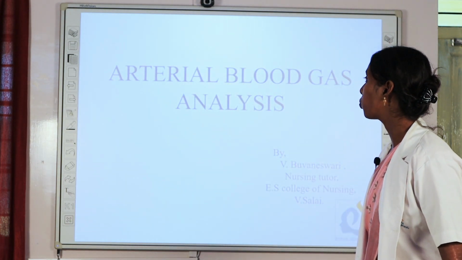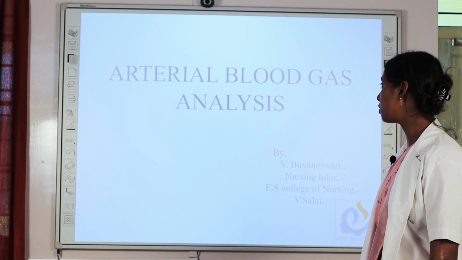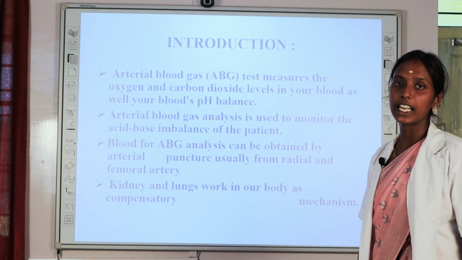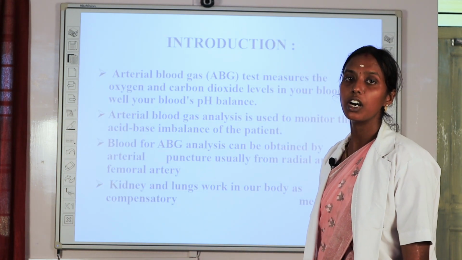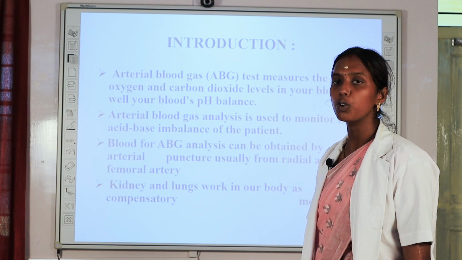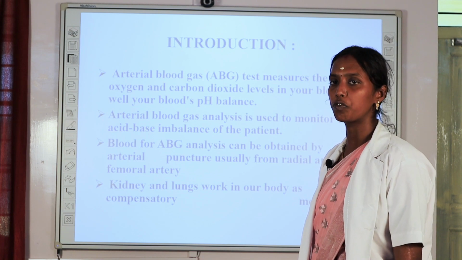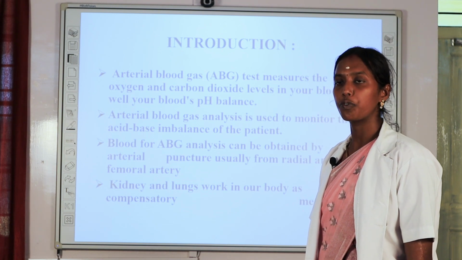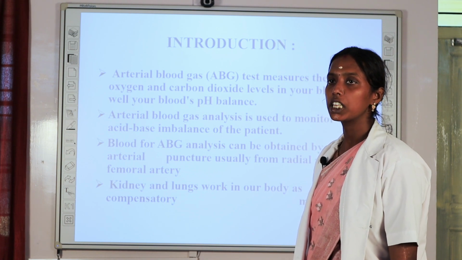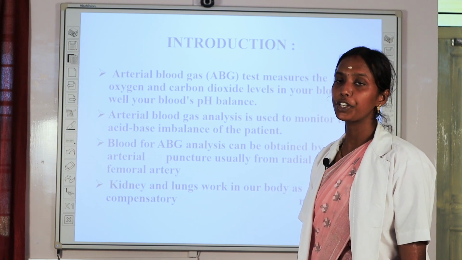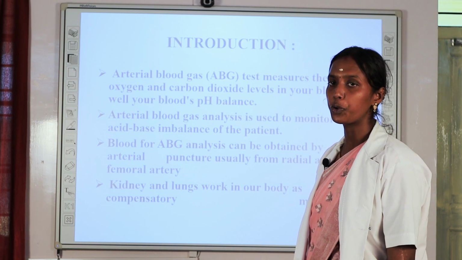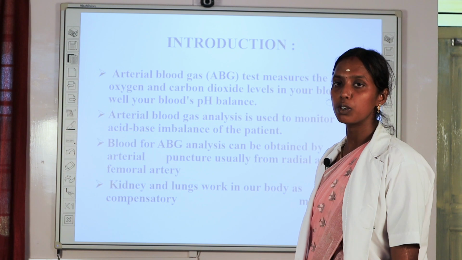In this session, we explain about arterial blood gas analysis. The arterial blood gas analysis test measures the oxygen and carbon dioxide level of the blood, and we also assess the pH level of the blood. The normal pH of blood is 7.35 to 7.45. If it is less than 7.35, it indicates acidosis; greater than 7.45 is called alkalosis.